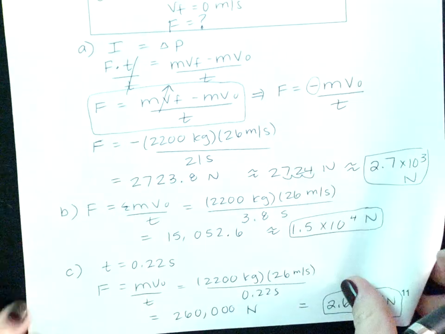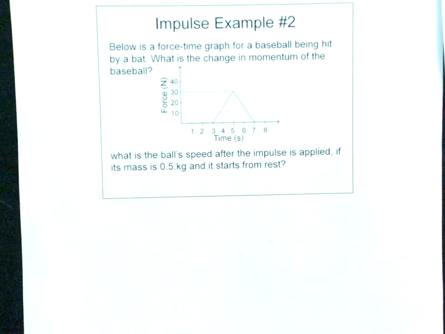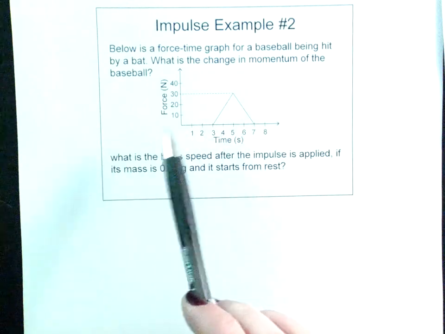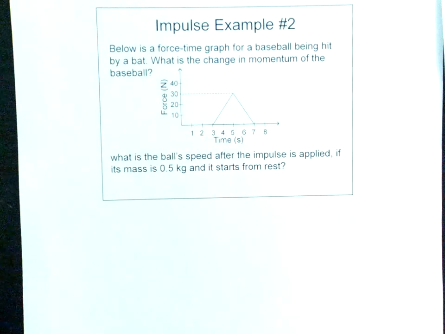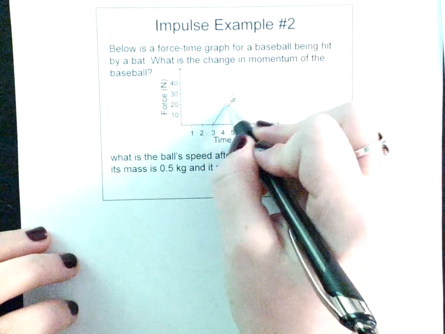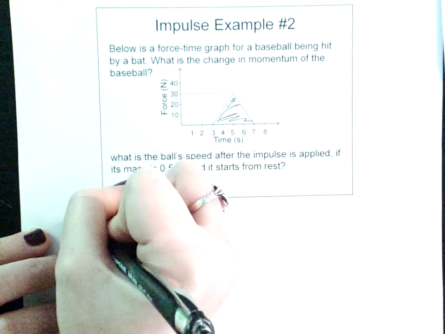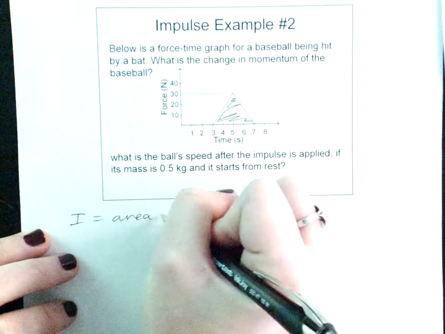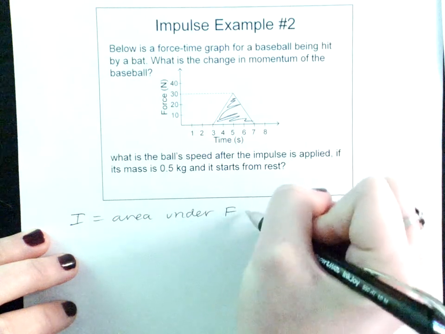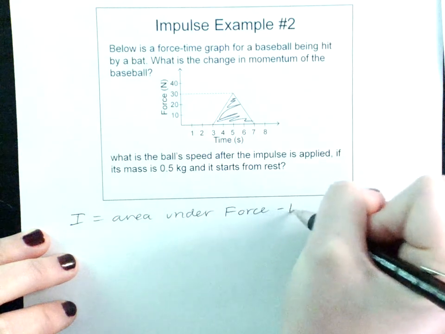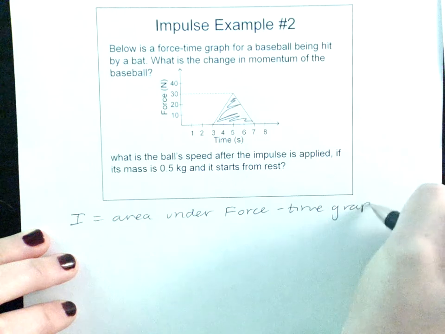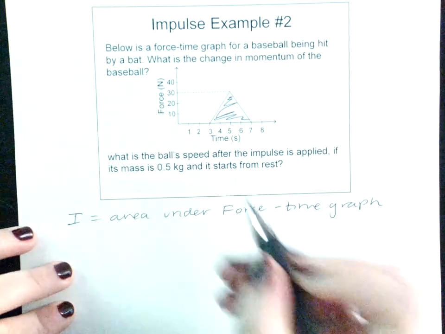Okay, let's do one more example problem. So below is a force time graph for a baseball being hit by a bat. What is the change in momentum of the baseball? So we know that the area under a force time graph gives us the impulse. So we can calculate the impulse. We just need to find this area.